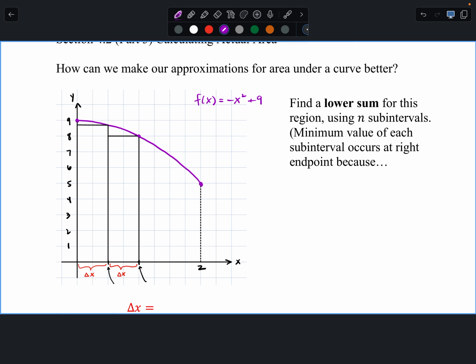Why don't you take a second? Why don't you fill in the blanks there for the area of the second rectangle, and then compare what you have with somebody sitting near you.